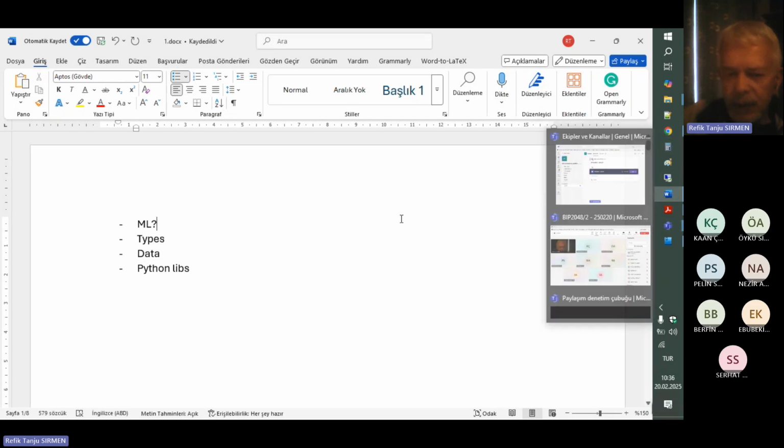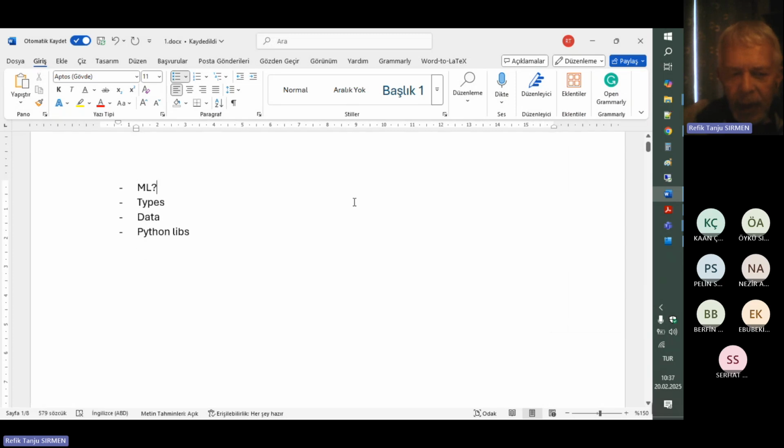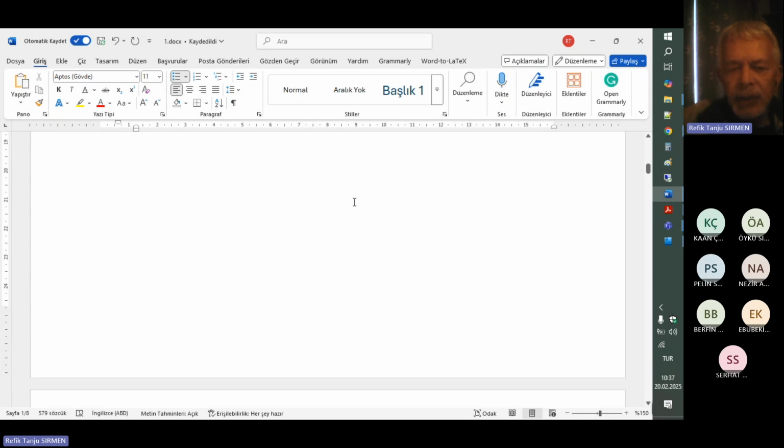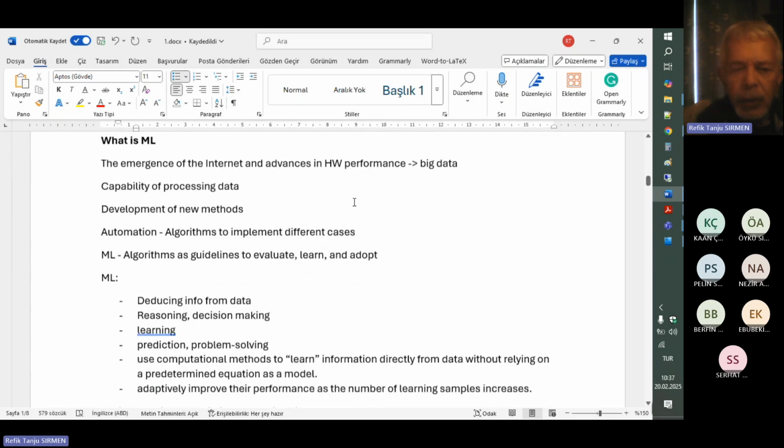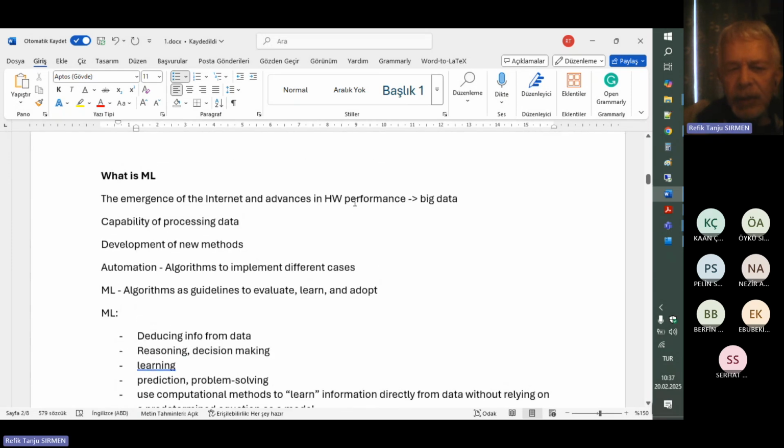So what is machine learning? Let's start with that. Actually, machine learning is very commonly confused with artificial intelligence. Or when we say artificial intelligence, people think that it is machine learning. In fact, machine learning is a subfield, we can say, of the artificial intelligence field. It's a subfield. There are some other fields in artificial intelligence which are not supposed to be counted as machine learning.